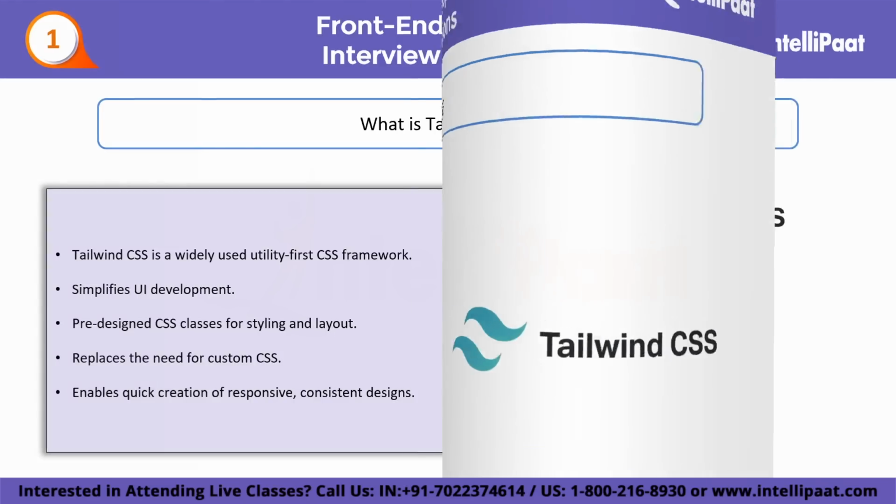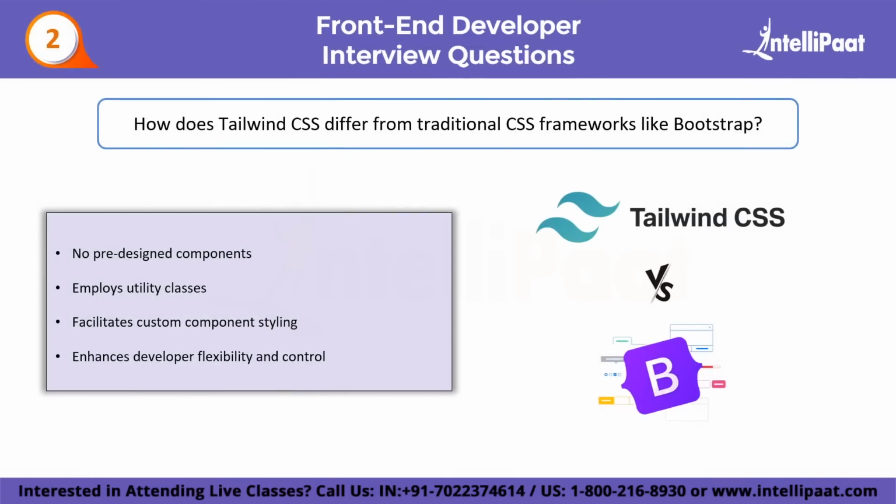Moving on to the next question. How does Tailwind CSS differ from traditional CSS frameworks like Bootstrap? The answer to this question would be, unlike traditional CSS frameworks, Tailwind CSS doesn't come with pre-designed components. Instead, it provides utility classes that you can use to style your own custom components. This gives developers more flexibility and control over the design.